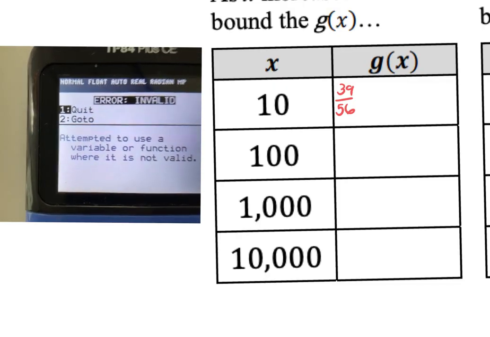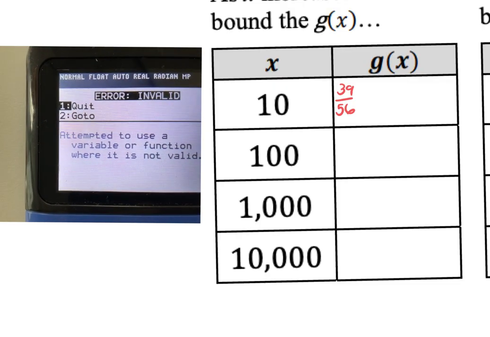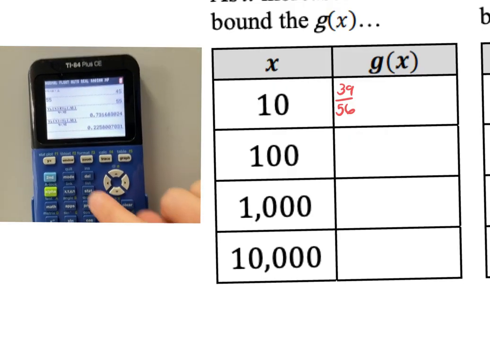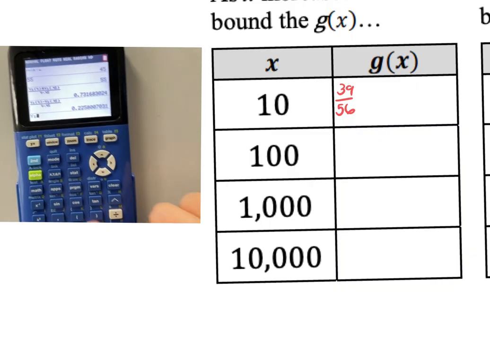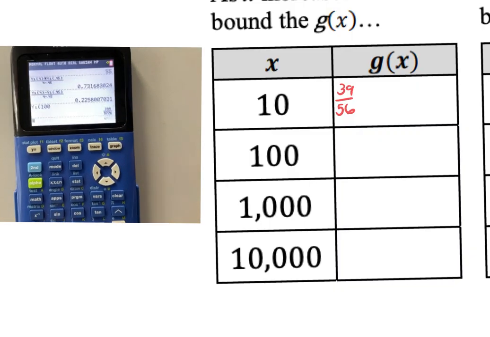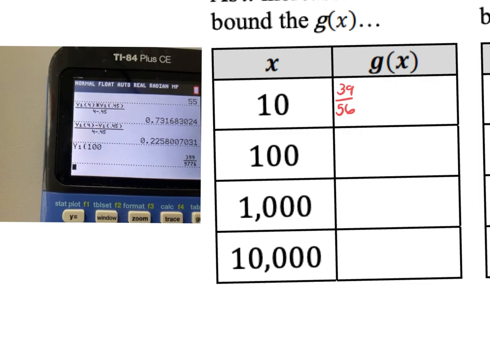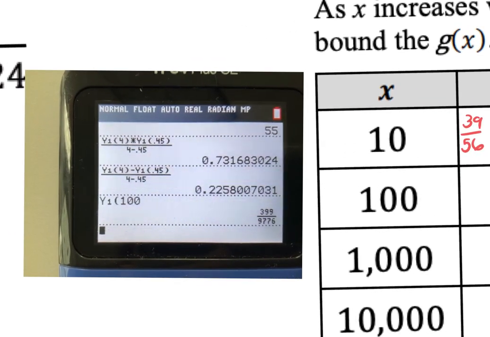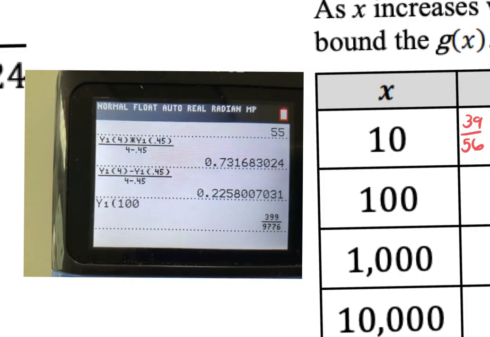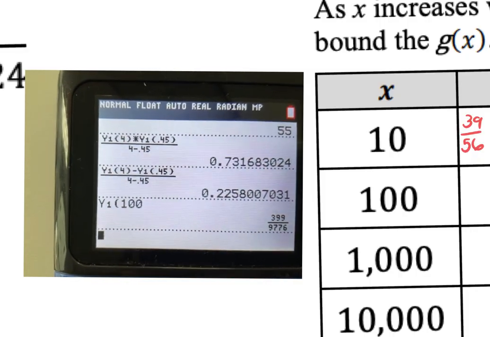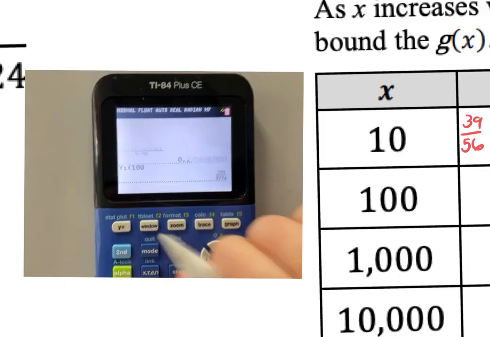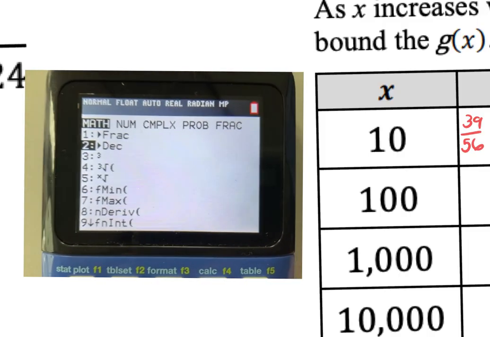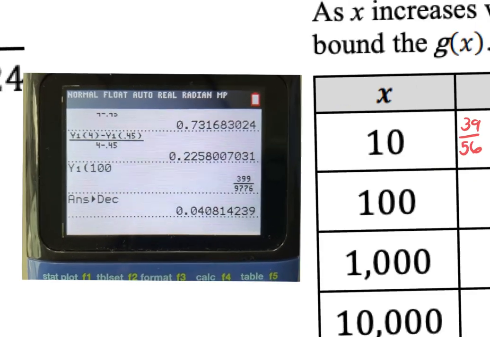So what's the other way to find what it would be if I plug something in? I'm going to go back to the main menu. I'm going to do alpha y1, open my parentheses, and do 100. And again, it gave me a fraction. Oh, good. So I'll show you from here. The way to force a fraction to a decimal, one, I can change the settings on my calculator, but two, I can go to math, and I could literally go down to 2 that says arrow decimal. And I can enter, and it's going to give me the decimal.